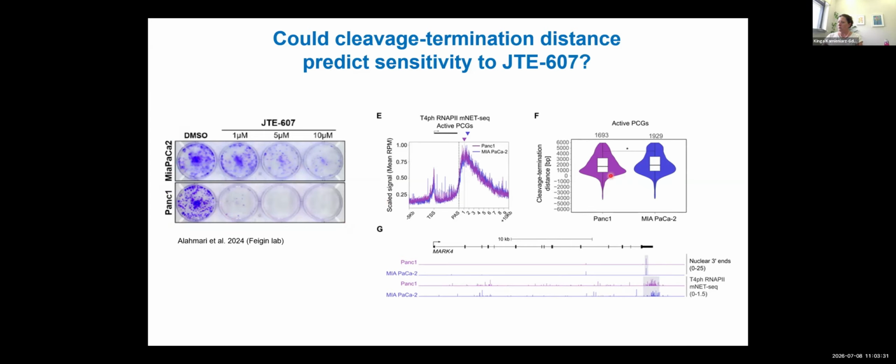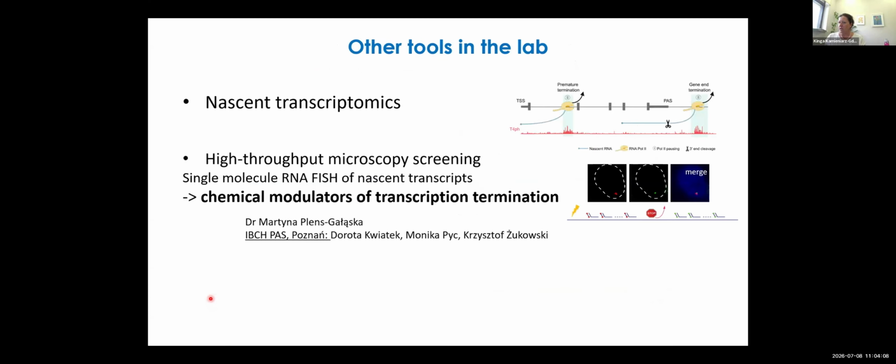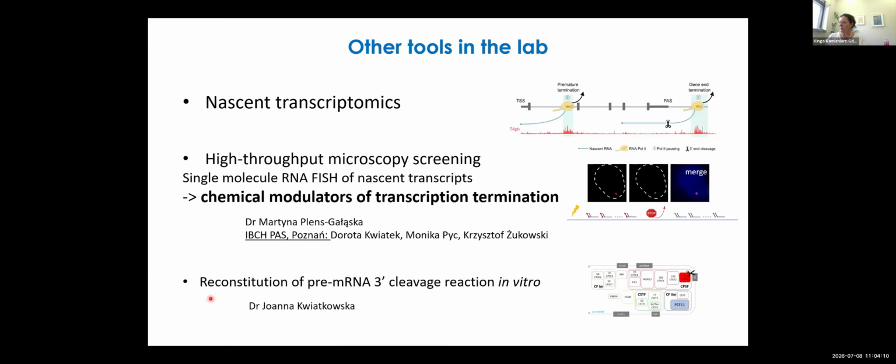And what we found, fitting with our hypothesis, is that the sensitive cells have a shorter cleavage termination distance compared to the pancreatic cancer cell lines that are more resistant, and this is an example gene that shows this too. Of course this doesn't prove it, but I think it's really encouraging to do a much broader and more systematic study in this respect.